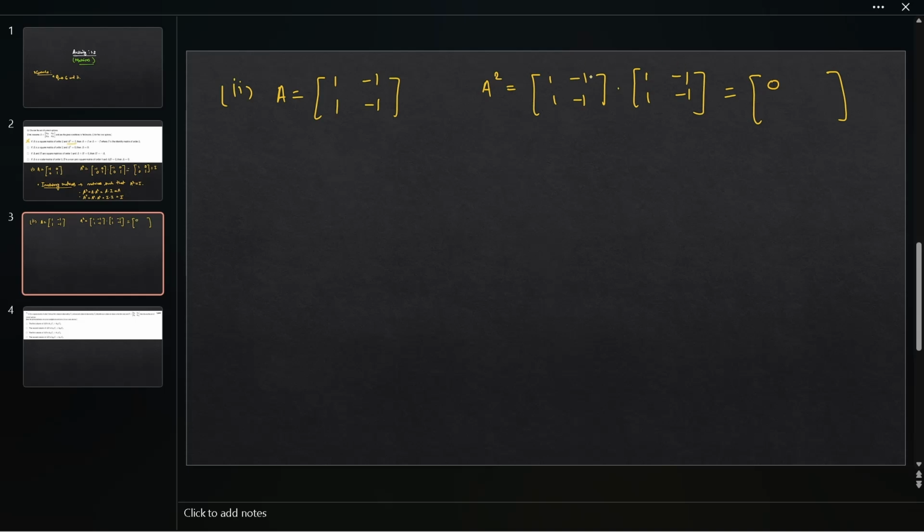Similarly, we can do the calculation here as well. It is going to be -1 plus 1, 0. It would be 1 minus 1, 0. And then it would be -1 plus 1 again, that is going to give you 0. So again, we gave an example where the matrix A square was equal to 0 when A was not 0. Again, we have a special name for such kind of matrices, which is nilpotent matrices.